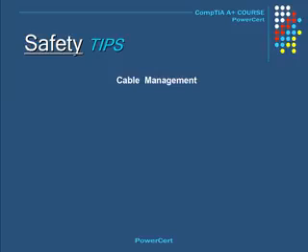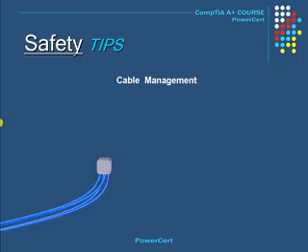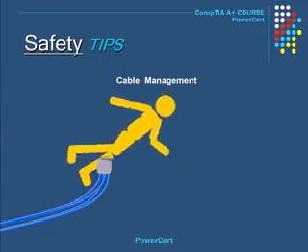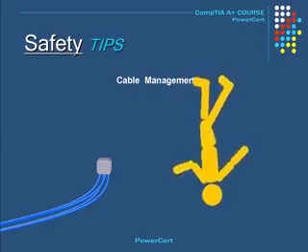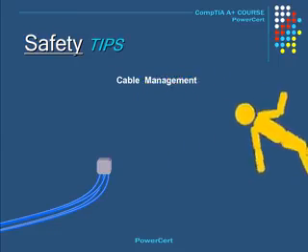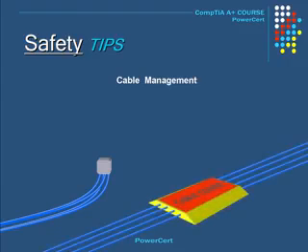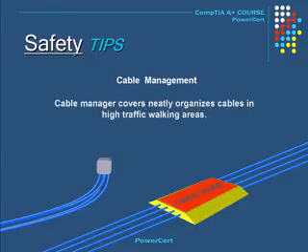Another safety tip is cable management. Maintaining a safe work environment is a major part of any job, and tripping hazards is a vital part of it. So if you have cables running across walkways, you could be at high risk for a tripping accident. So the quickest way to fix this is to simply relocate any cables that go across any walkway and move them somewhere else. Or if for some reason this can't be done, then you can always use something like a cable manager cover, which neatly organizes the cables in a way where you can't be tripped by them in high traffic walking areas.